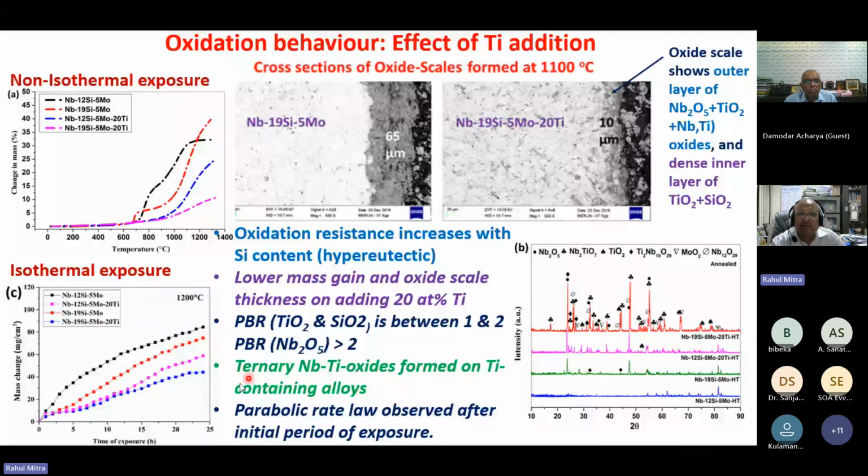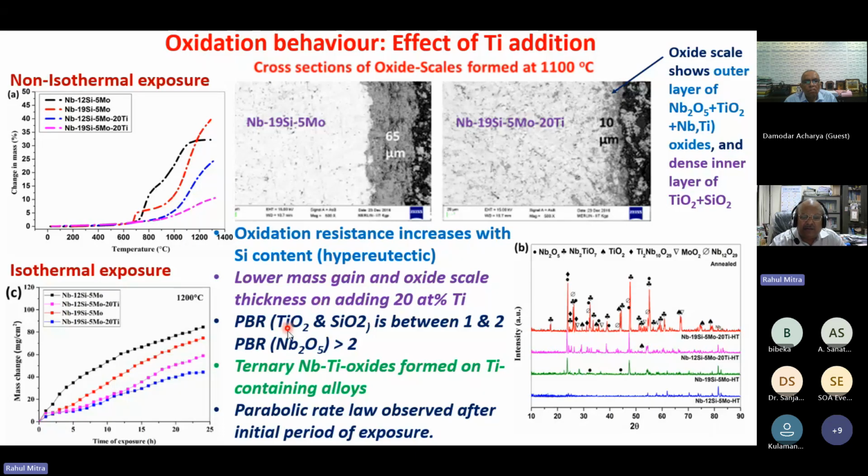So what is titanium doing? Even in the oxide scale, we found that titanium addition led to smaller oxide scale thickness. So it basically arrested the oxide growth. We concluded that oxidation resistance increases with silicon content because hypereutectic alloys have shown superior oxidation resistance compared to hypo. And we have also observed lower mass gain on addition of 20% titanium.